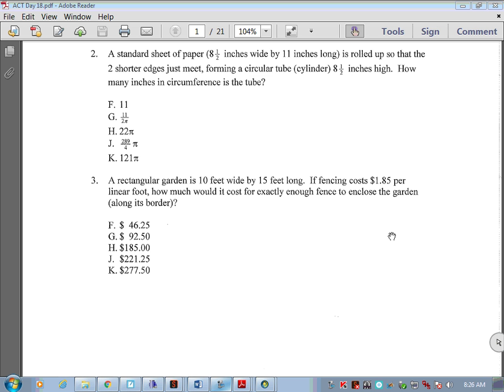So my two short edges are going to be here and here. If I roll it so that these just meet, you follow me? Forming a circular tube that is 8.5 inches high. How many inches is the circumference of the tube?